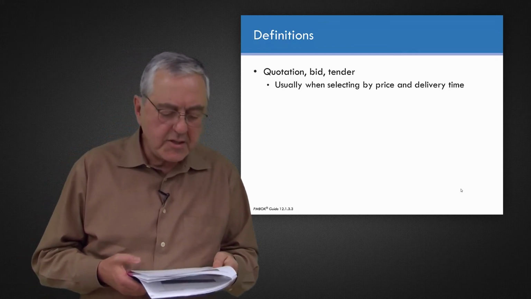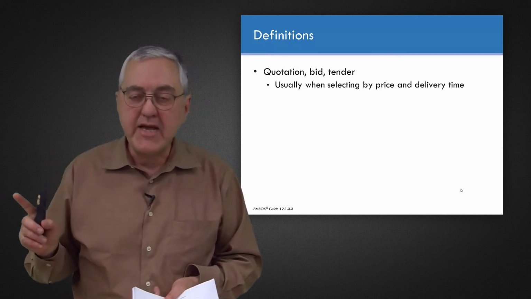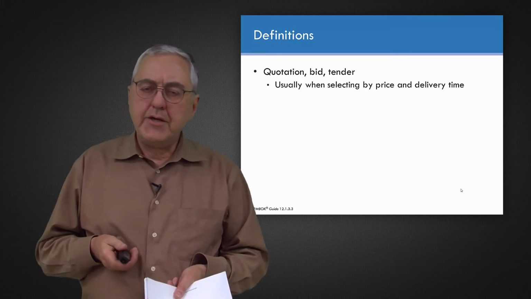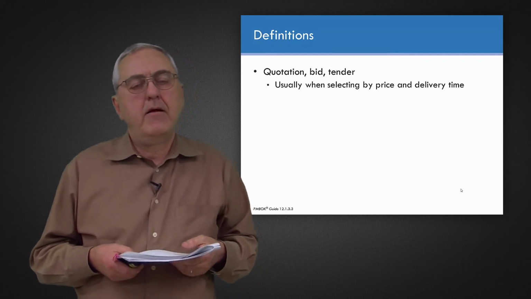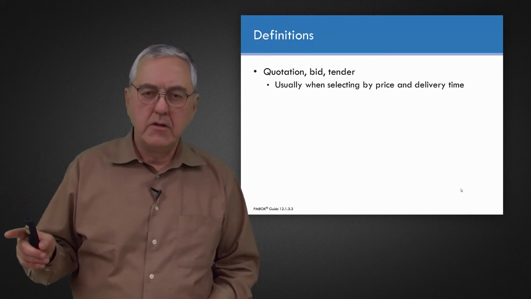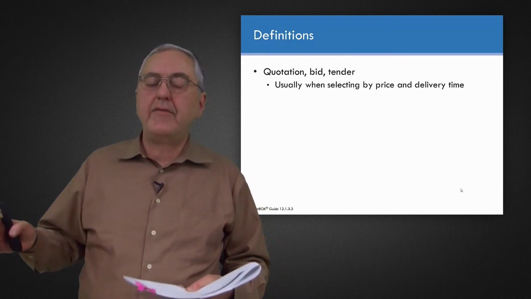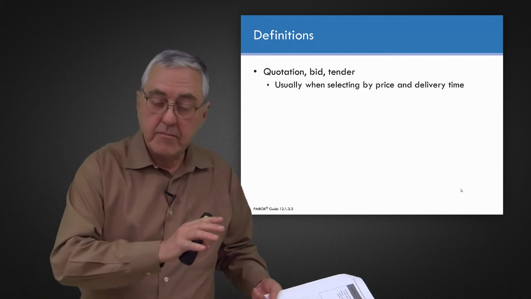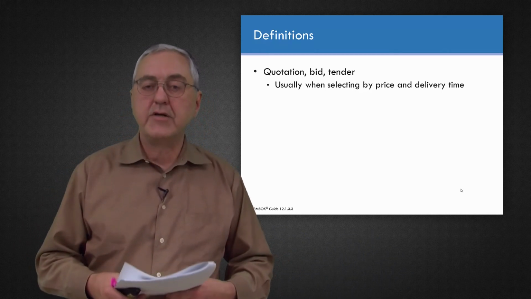First of all, a quotation, a bid, or a tender is an offer that we would receive from potential sellers. And if we use the words quotation, bid, or tender, it's usually on well-defined work. I ask a supplier for a quotation on their widget W123, and we both understand what that is, and they're going to give me a quotation. Because I've already made a technical decision on the product, I'm going to look at their price and delivery time.